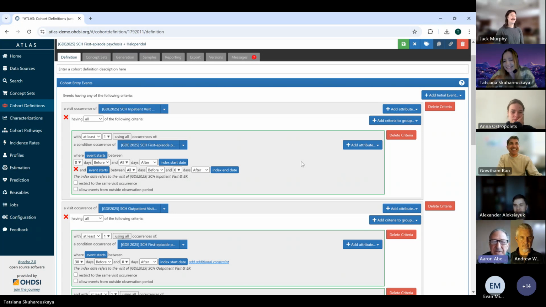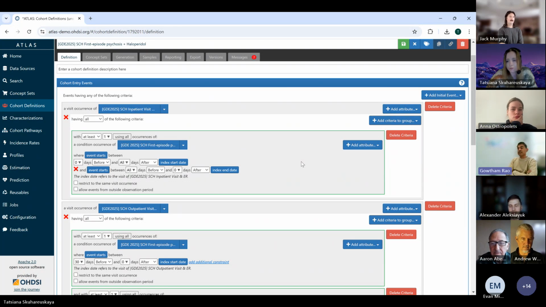I have never seen condition end date ever populated in an EHR database, and I've worked with probably two or three dozen EHR systems. It's never there. You will see a visit end date in the visit table when it's inpatient data, but not for outpatient.